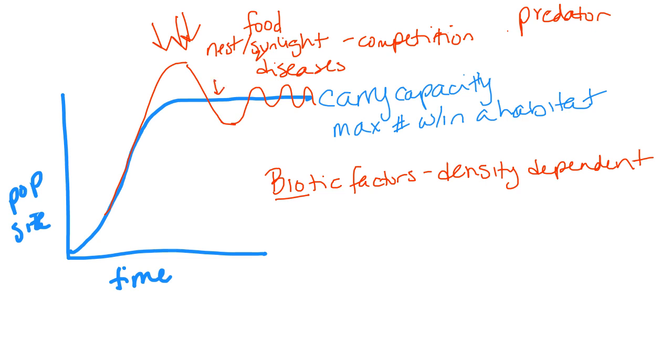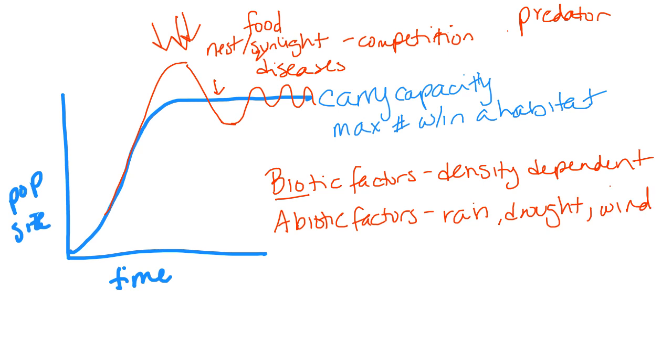Then there are abiotic factors, like rain or drought or wind. If there's a drought, it doesn't matter whether you have 100 squirrels or 1,000 squirrels, there's not enough water for them. If a windstorm comes through, it's going to knock everybody over. So those factors are density independent. They're going to affect a dense population the same as a sparse population. So these are density independent.